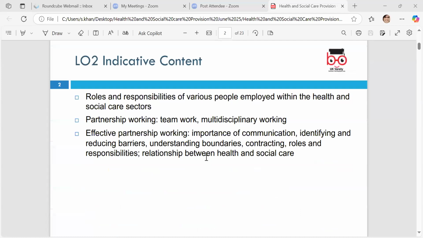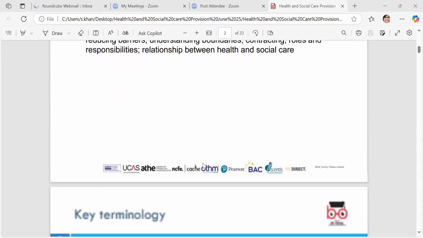So the indicative content for learning outcome 2 is to look at the roles and responsibilities of various people employed within a health and social care setting, to look at partnership work, teamwork, multidisciplinary working, and effective partnership working, the importance of communication, identifying and reducing barriers, and understanding boundaries. These are the kind of things that we look at within health and social care.